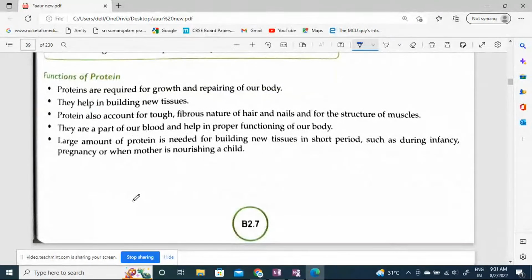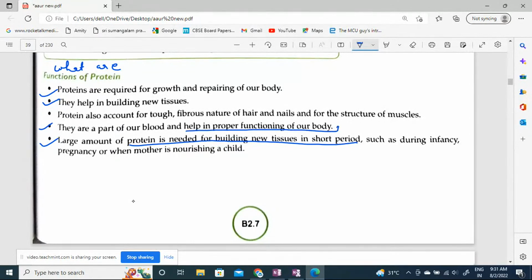It is given here, so I am not covering from there. What are the functions of protein? Proteins are required for growth and repairing of our body. They help in building new tissues. Protein is needed for building new tissues in short periods. You can take this one also: protein helps in proper functioning of our body. I think only two are enough. Clear? Everything is there.